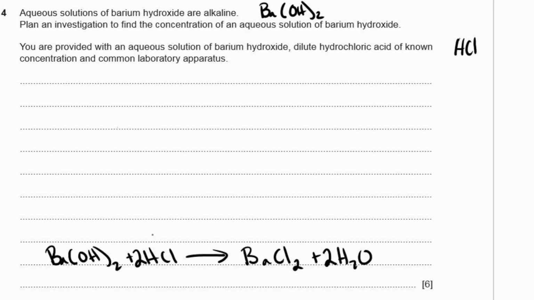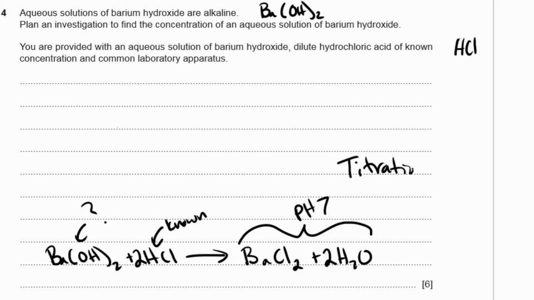So what you're trying to do, you know what the concentration of this is. You don't know what the concentration of that is. And you know that this is pH 7 because it's just a neutralization reaction. So what you need to do is a chemist's favorite experiment. It comes up so often in chemistry. Chemists love this experiment. It's called the titration. Chemists love titrations. So you really should know how to plan a titration. It comes up so often. I don't know if it'll come up this year though, but it often comes up.